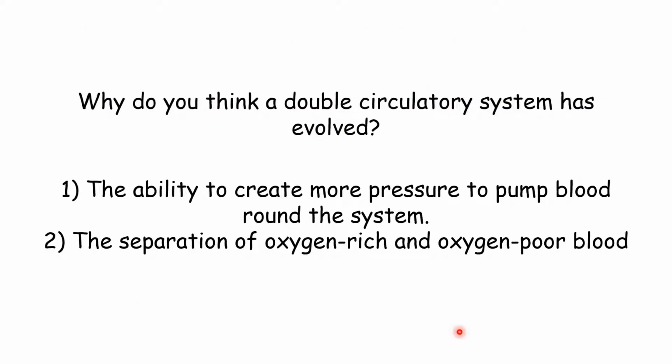So this double circulation has evolved basically for the ability to create more pressure to pump blood around the system, and for the separation of oxygen-rich and oxygen-poor blood, right? So this is why the double circulatory system has evolved. So the first point here stands for the systemic circulation, right? And here in this case for the pulmonary circulation.